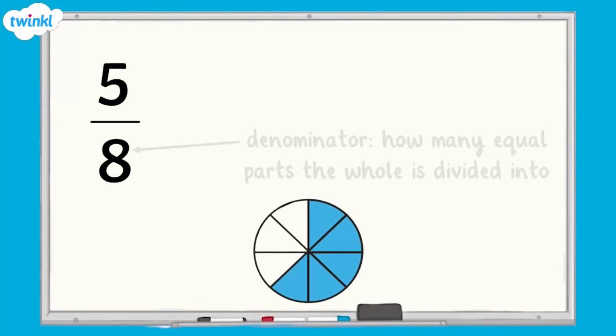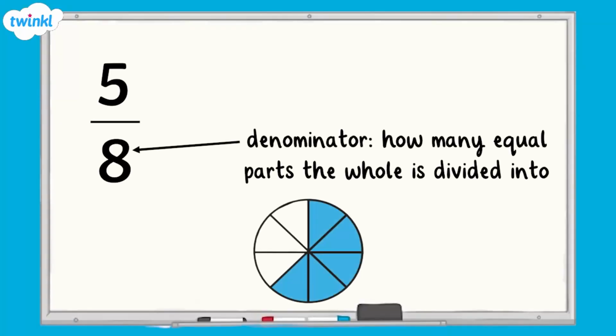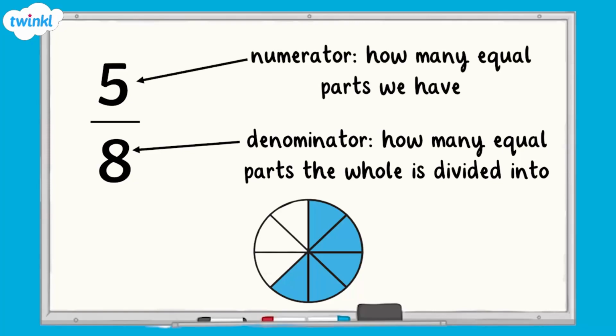The denominator is the number on the bottom of the fraction. It tells us how many equal parts the whole is divided into. The numerator is the number on the top of the fraction. It tells us how many equal parts we have. So for 5/8, the whole has been divided into 8 equal parts, and we have 5 of them.